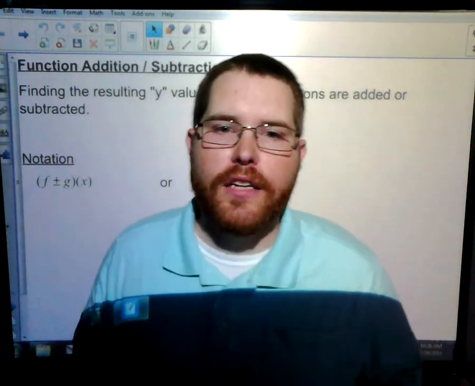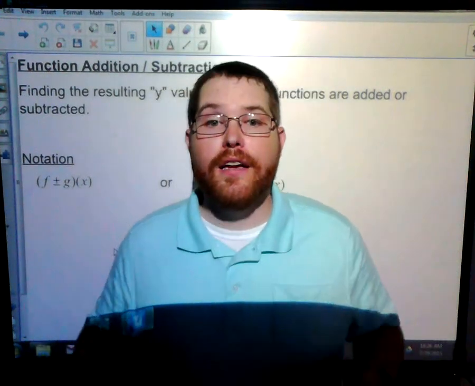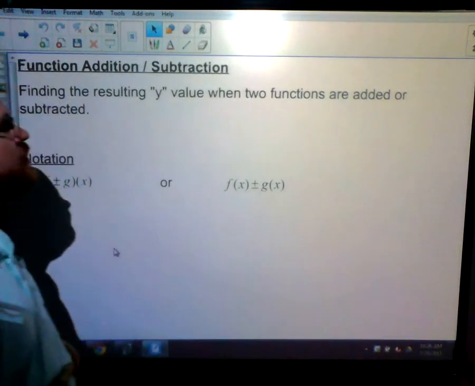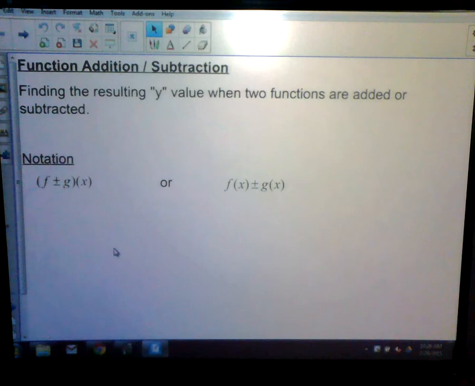Welcome back, everyone. Today we're going to talk about radical operations and composition. So let's start off easy. Function addition and subtraction. Find the resulting y value when two functions are added or subtracted.